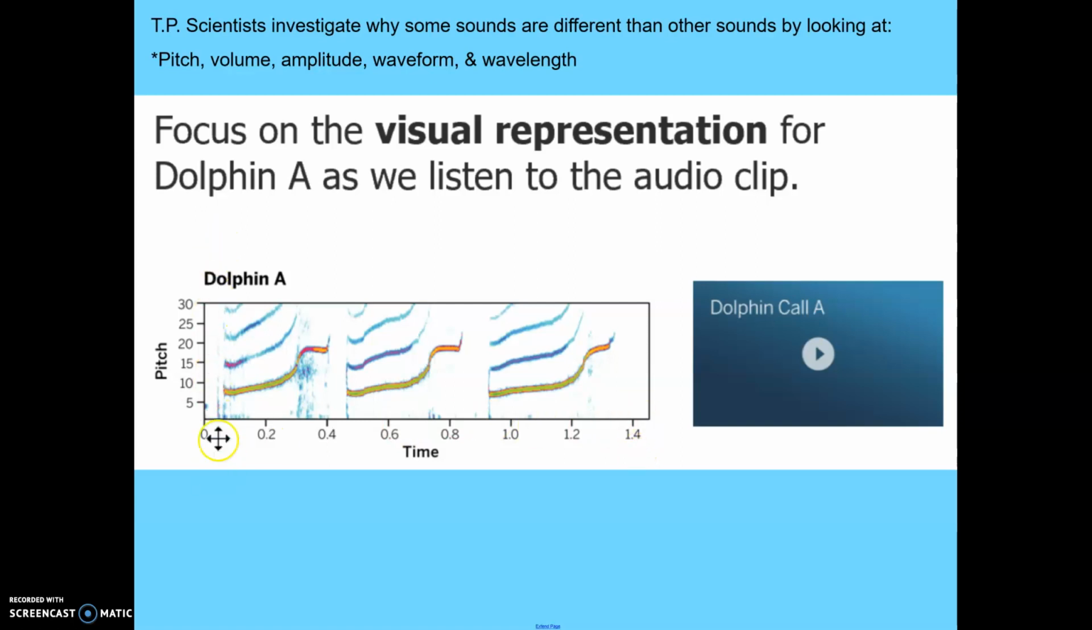And then on the y-axis we see pitch. So if a line is low down, that means it starts at a low pitch. As it goes up, that means it gets higher pitched. So let's listen to the first call and see how that matches the visual representation we see here.